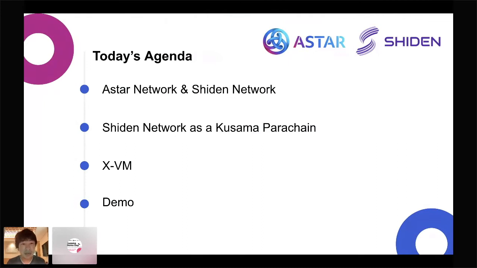Today I'm going to talk about Astar Network and Shiden Network, and then Shiden Network as a Kusama parachain. And as a third point, I'm going to introduce cross virtual machine. Cross virtual machine is the interaction between WebAssembly and the Ethereum virtual machine. And then I will show you a demo.